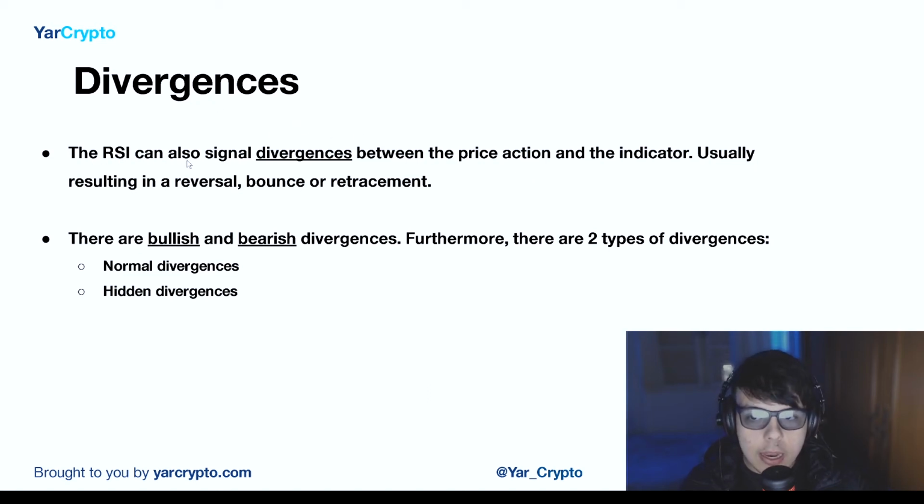So the RSI can also signal divergences between the price action and the indicator, usually resulting in a reversal, bounce, or a retracement to a particular direction. And there are bullish and bearish divergences. And furthermore, there are two types of divergences. Okay, so there are the normal divergences, which are the classic ones and the standard ones, and there are hidden divergences as well. So let's take a look at it.